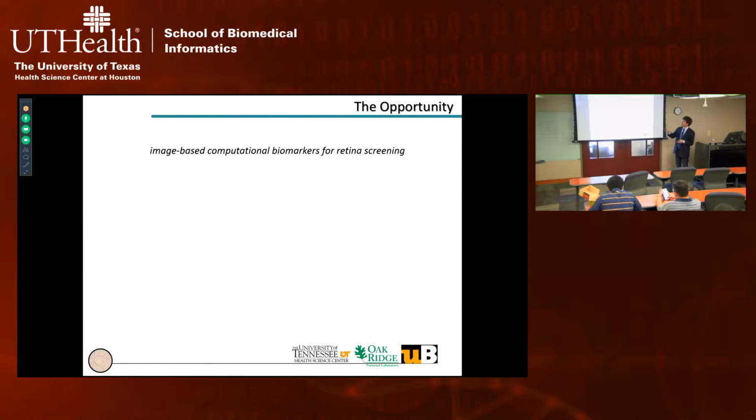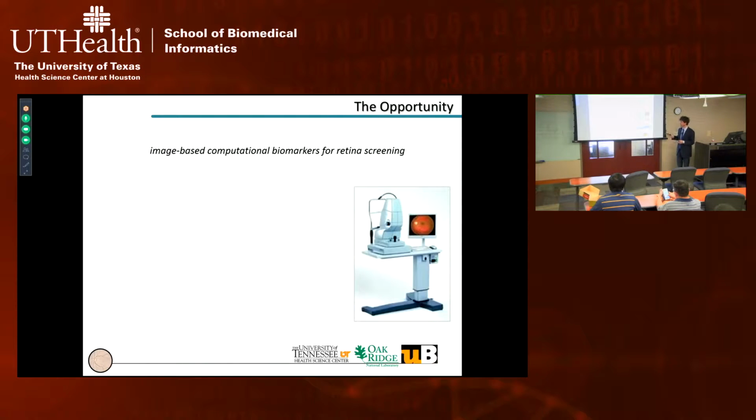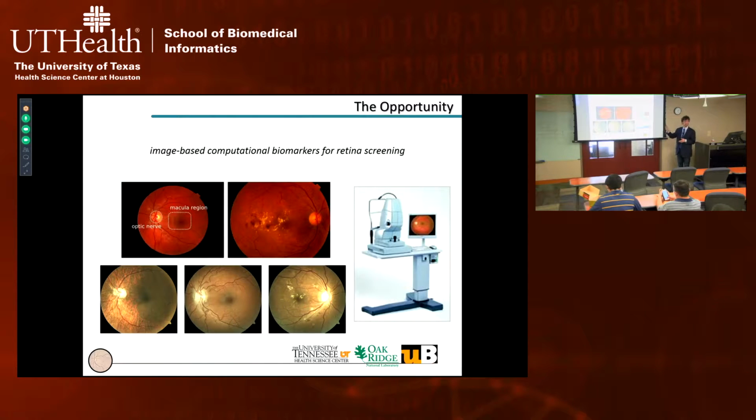Create image-based computational biomarkers for retina screening. Use fundus images as the source image. The other good news is that fundus imaging is very easy to achieve. This is a machine that looks a bit scary, but in reality is nothing more than a camera that shines some light into your eye, and the back of the retina reflects the light, and this is what you see. These images do not even require pupil dilation, so you don't have to put in any drops or anything like that.